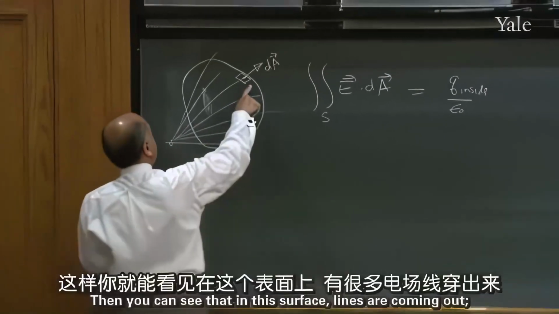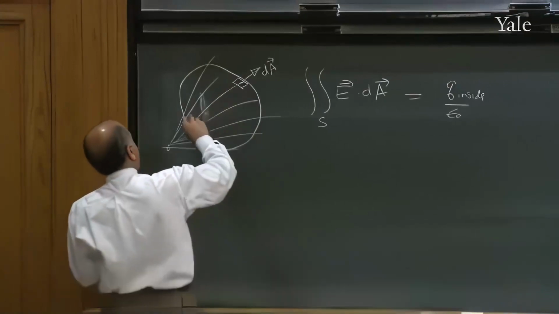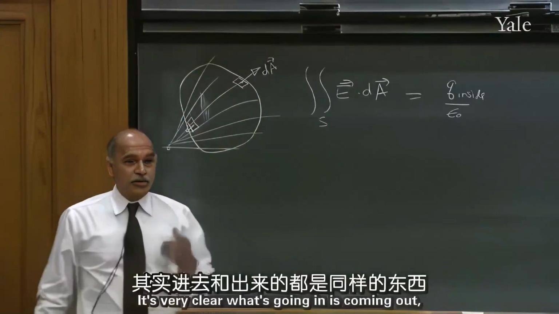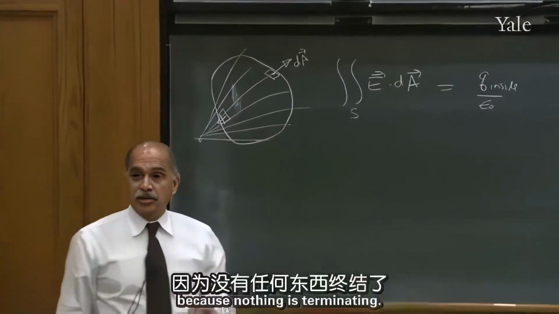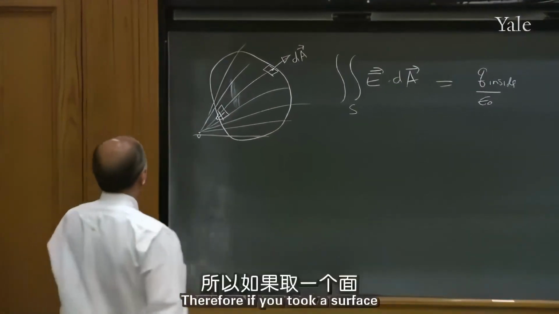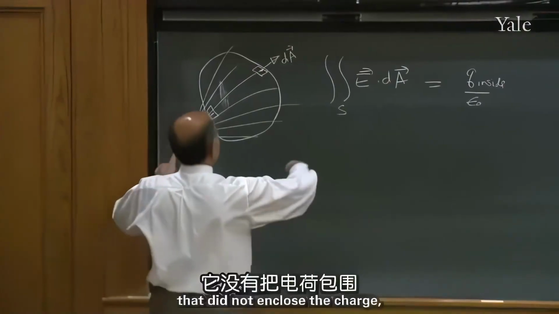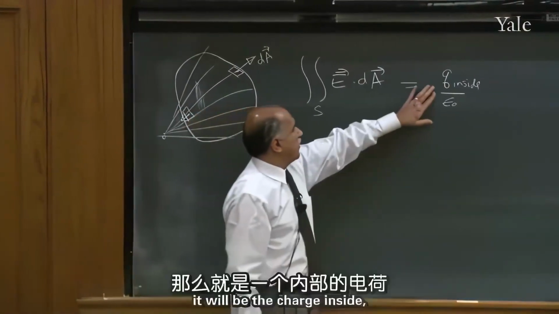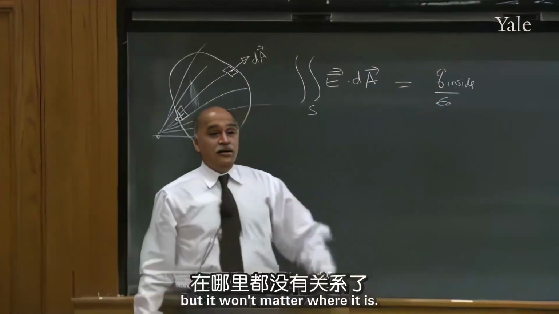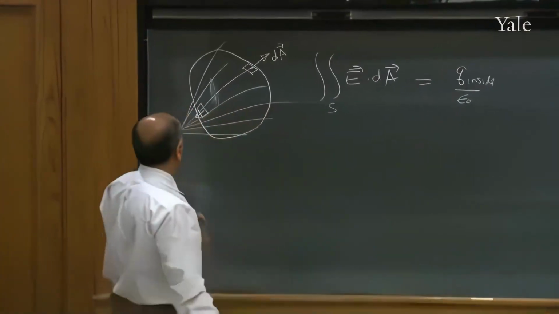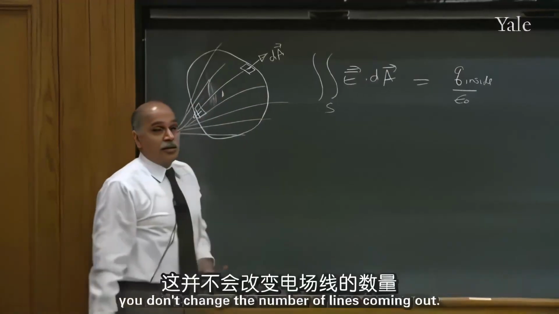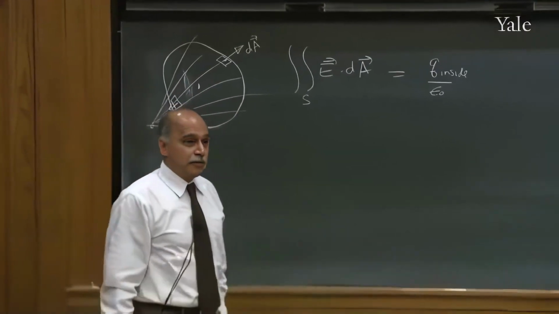Then you can see that in this surface, lines are coming out. On this surface, lines are going in. It's very clear what's going in is coming out because nothing is terminating. Therefore, if you took a surface that did not enclose a charge, this answer would be 0. But if it enclosed a charge, it will be the charge inside, but it won't matter where it is. You can also see that you can move this charge around anywhere you like. You don't change the number of lines coming out.